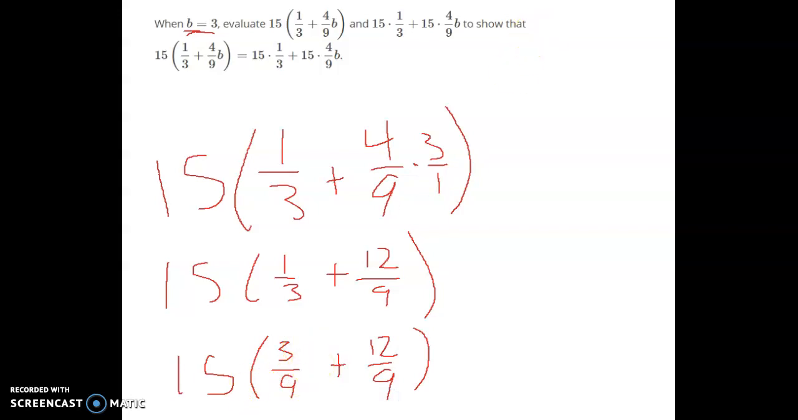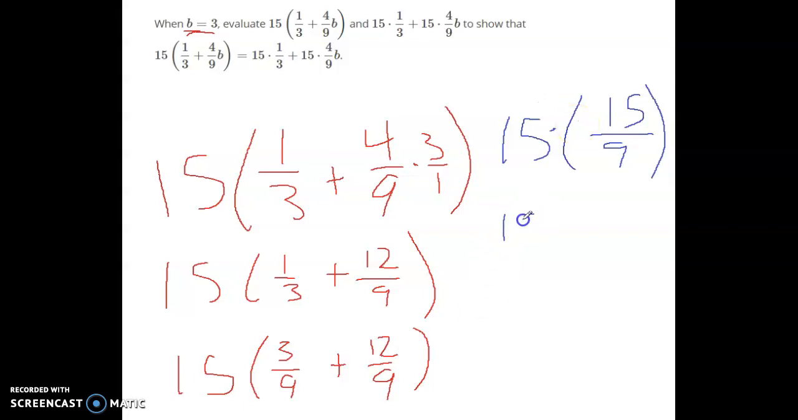So now I can combine those. I'm switching colors here just so there's less confusion. It doesn't get mixed in with what I wrote earlier. So I can add the numerators together and get 15/9 since I have a common denominator. And now that I've reduced that inner part to just a single value, I can go ahead and do this multiplication.